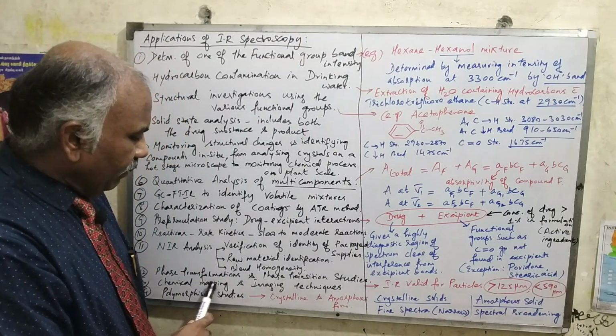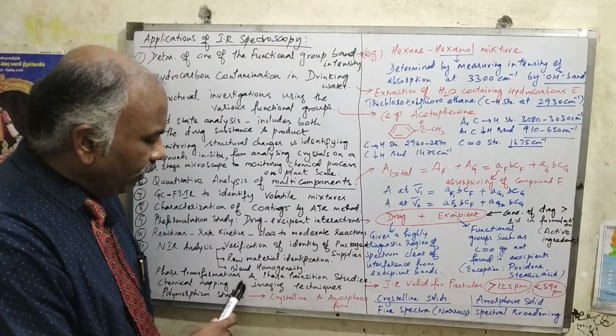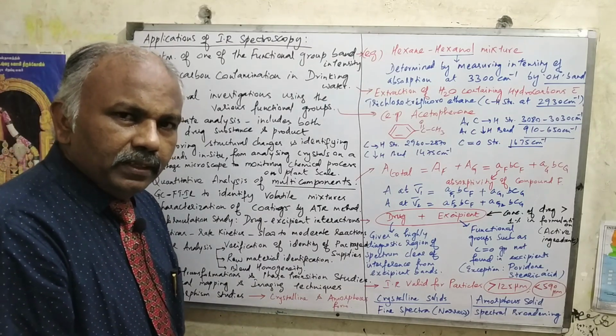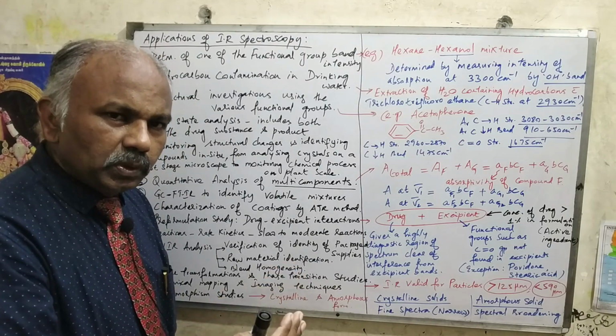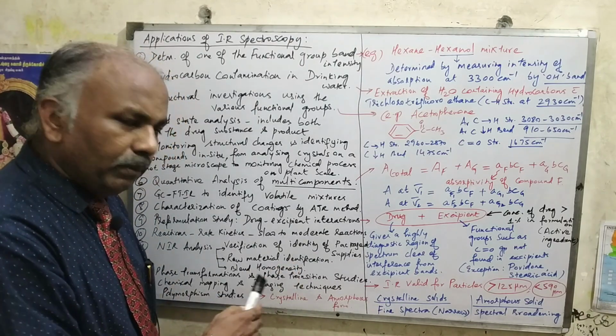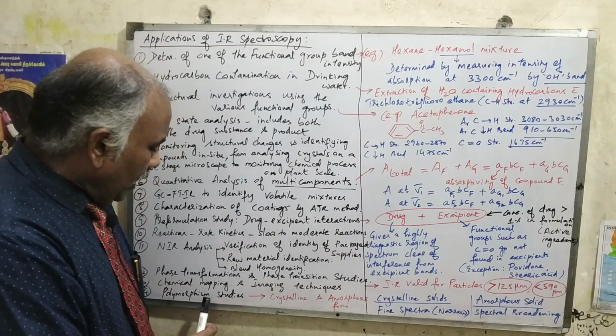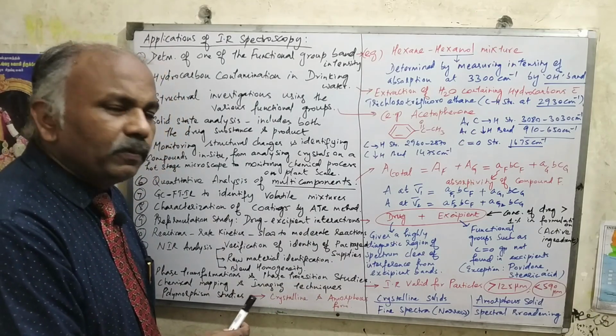Before the last, we have another important application, chemical mapping and imaging techniques. With the help of an FTIR stage microscope, we can perform imaging techniques, and chemical mapping can also be done. And the last important application is polymorphism studies.